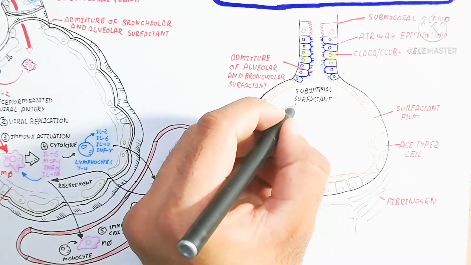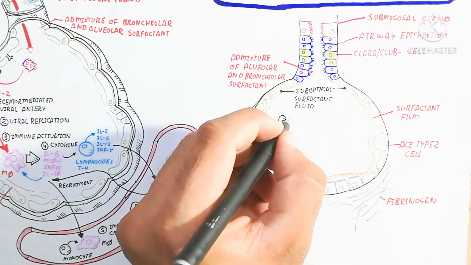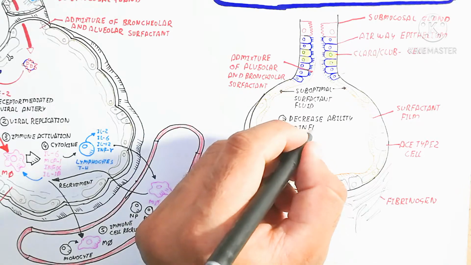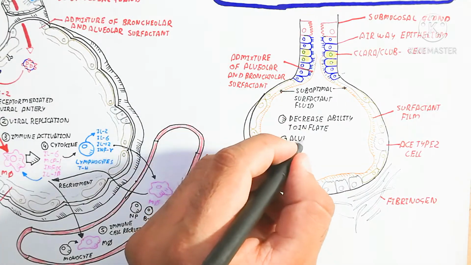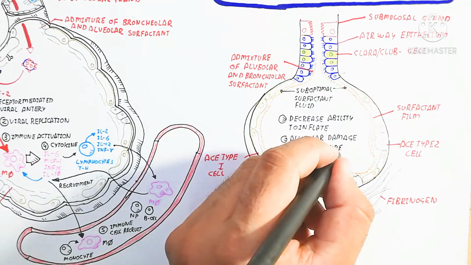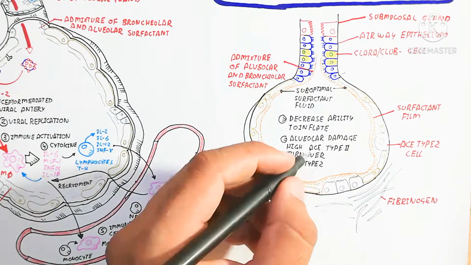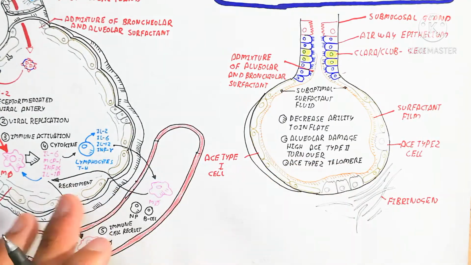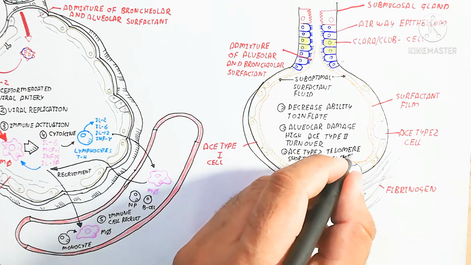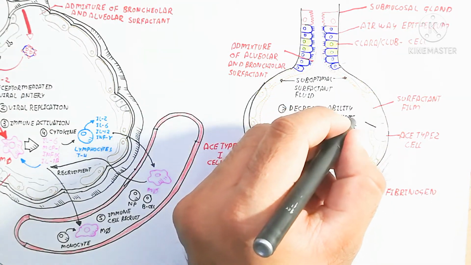So surfactant is important to reduce and increase the volume of the alveolar sac. We will discuss this next. Here the suboptimal surfactant fluid is present in the downside. The important thing is decreased ability to inflate. The ability of inflating that air sac is lost due to the loss of surfactant, which does not allow the volume inside to decrease.